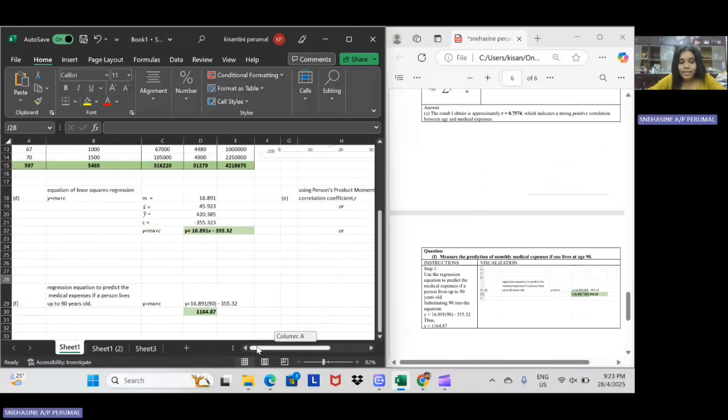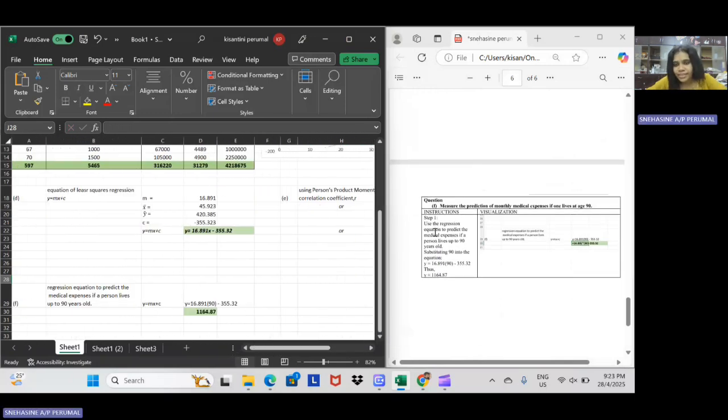So let's move to the last question. The last question, F, is to measure the prediction of monthly medical expenses if one lives to age 90. They are asking about living to 90 years old. So we don't have the 90 age in the data, so we have to use 90 as X.